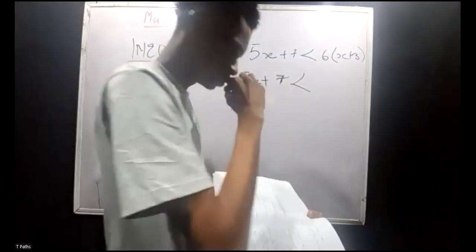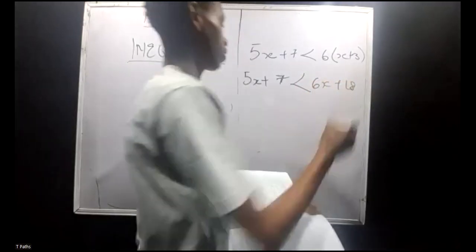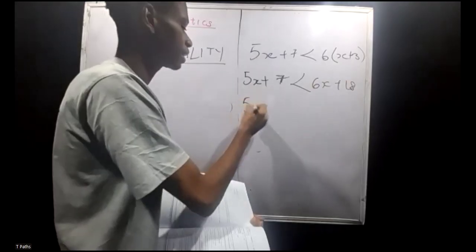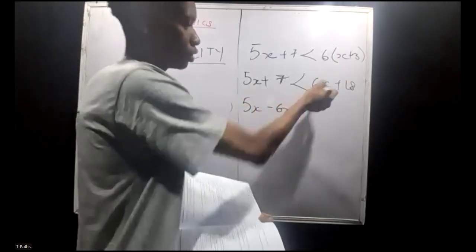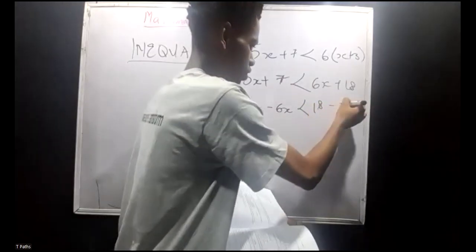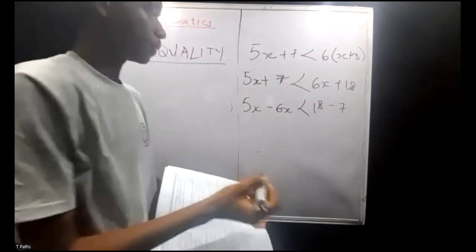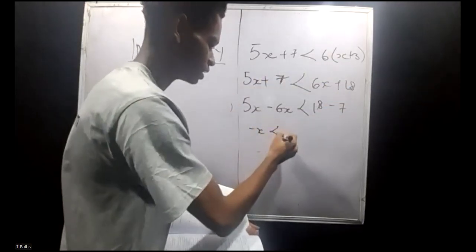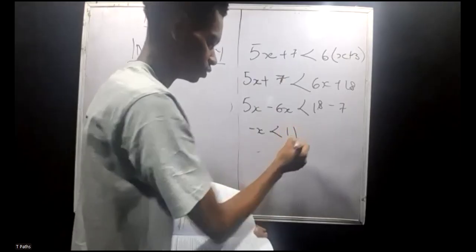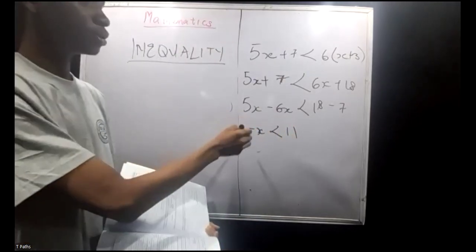So I'm going to open the brackets: 6x plus 18, and then I can collect like terms. I'll have 5x minus 6x, because this is moving to this side, is less than 18 minus 7. This is moving to this side. So I have minus x is less than 18 minus 7, which is 11. Now I'm to find the possible values of x, not the possible values of negative x.